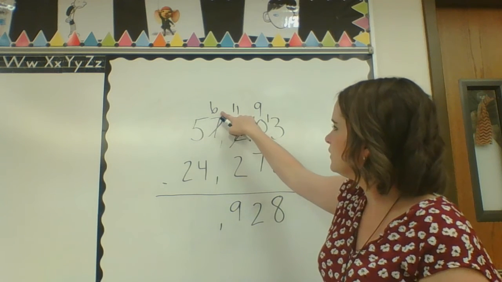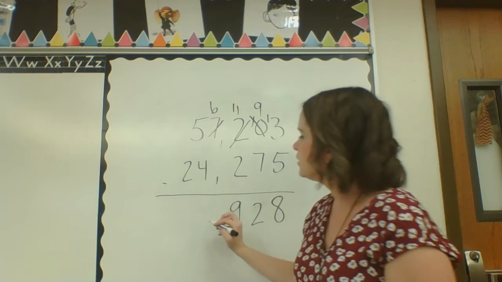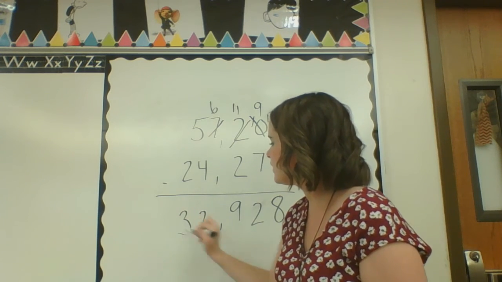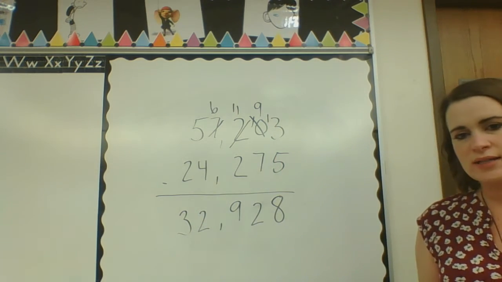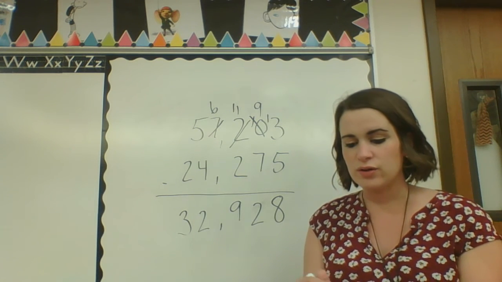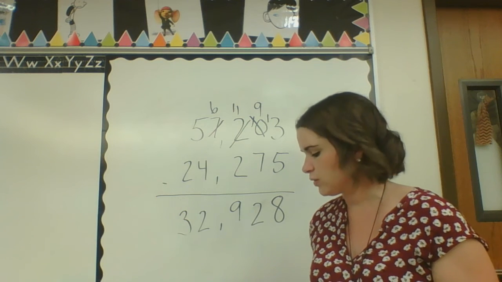comma, 6 minus 4 is 2, and 5 minus 2 is 3. So that gives me 32,928. All right, so that's how you subtract with regrouping.